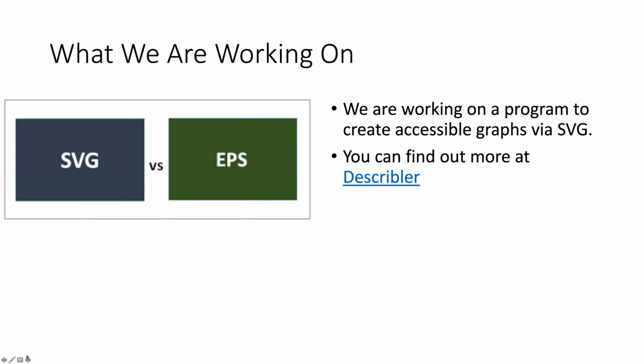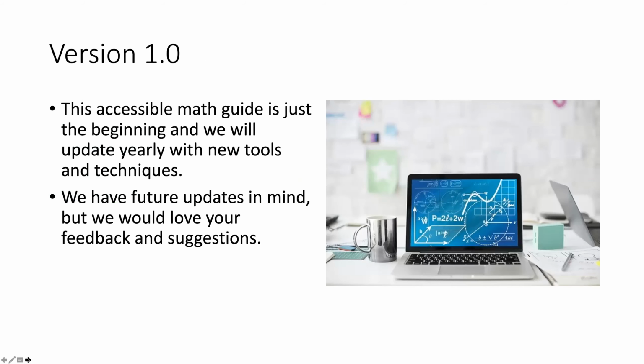We're also working on a program to create accessible graphs via SVG. You don't really know what that stands for, you probably don't care, it doesn't matter. And we're working with something called Describler. I said earlier, and I stand by this, that tactiles are the way to go. Sometimes you're going to have digital representations of graphs, and this is one of the solutions that we're working on for that digital representation.